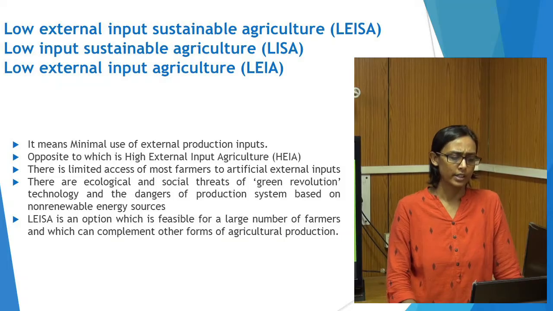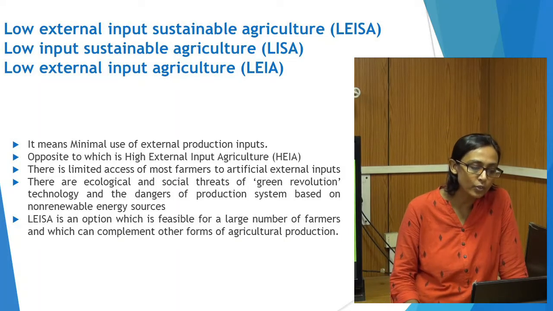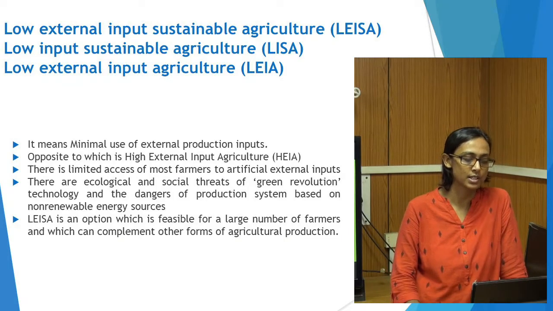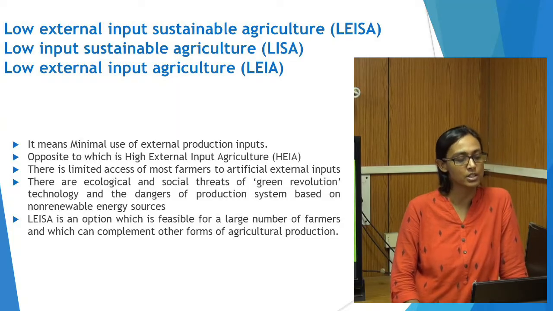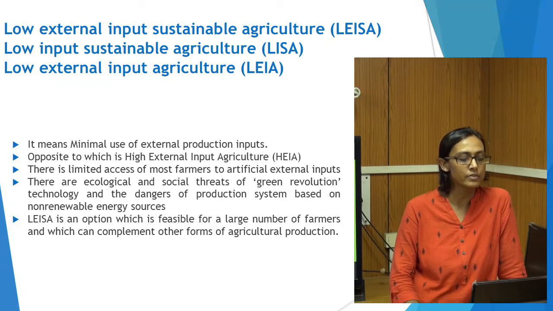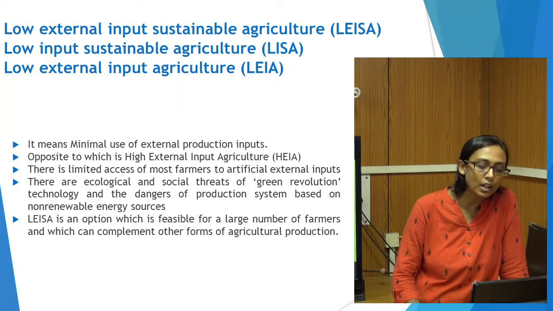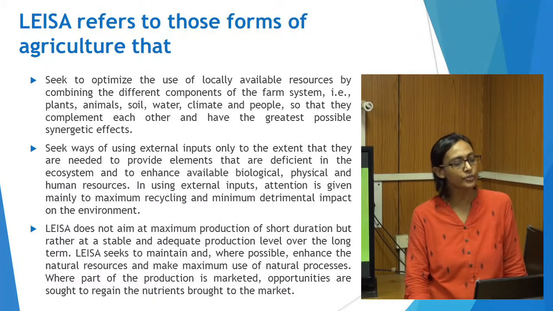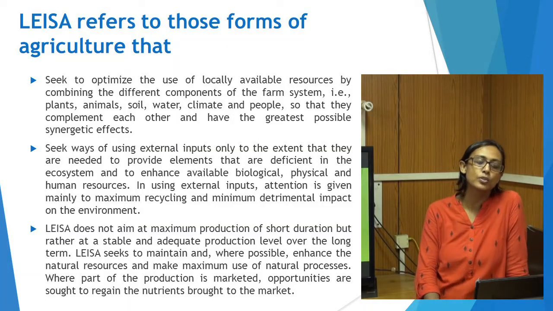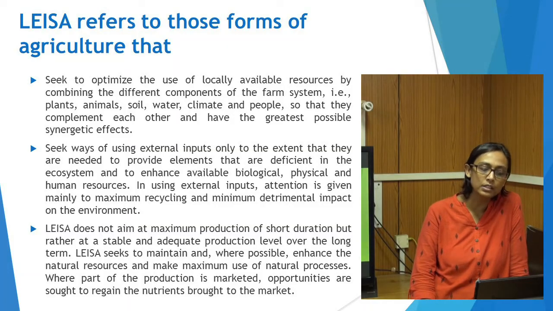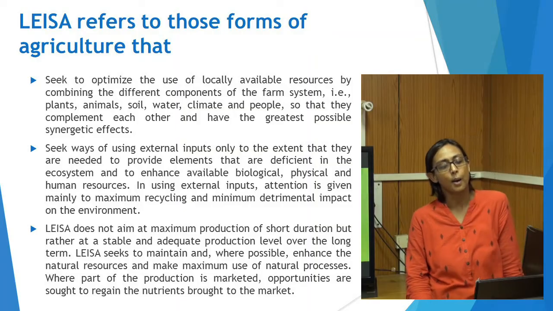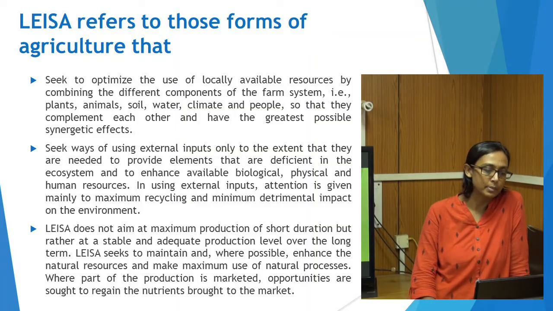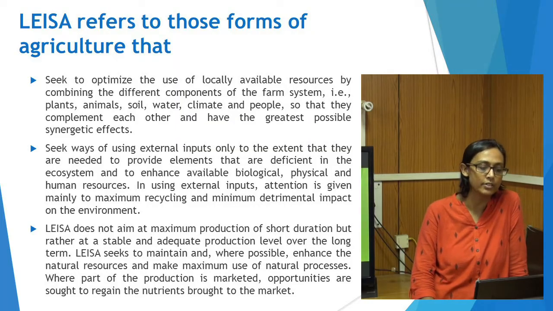There are ecological and social threats of green revolution technologies and the danger of production systems based on non-renewable energy sources. LEISA is an option which is feasible for a large number of farmers and which can complement other forms of agricultural production. LEISA refers to those forms of agriculture that seek to optimize the use of locally available resources by combining the different components of the farm system, that is plant, animal, soil, water, climate and people, so that they complement each other and have the greatest possible synergistic effects.